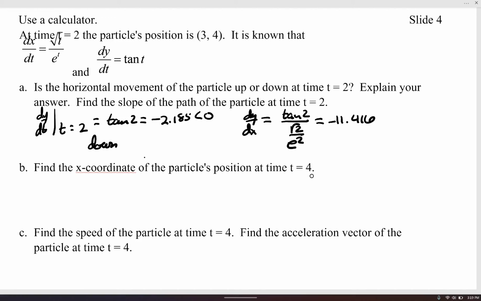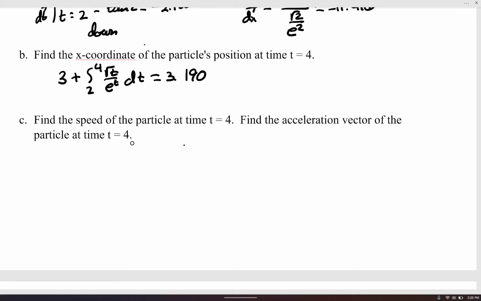What do we know? We know that at 2, the x position is 3, and we're going to 4. So the integral from 2 to 4 of square root of t over e to the t dt, and that is 3.190.